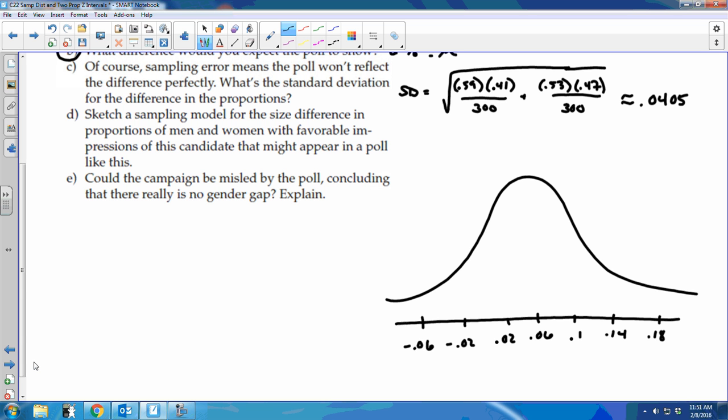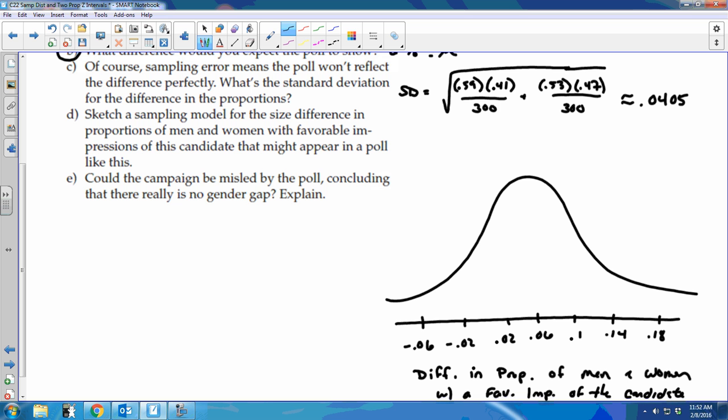And then if we were going to label this, this would be the difference in proportions of men and women with a favorable impression of the candidate. Right? That's the way to label it. There we go. There's our model.